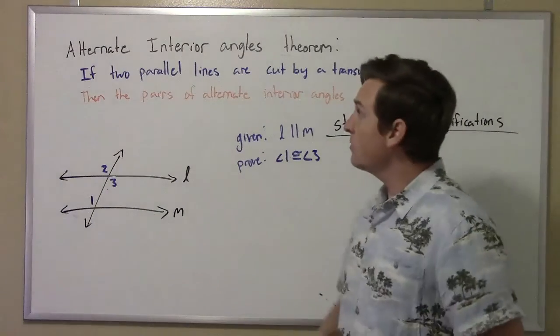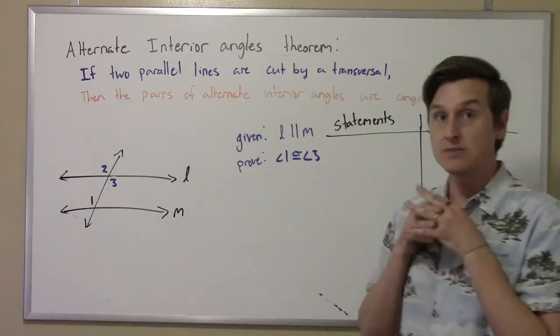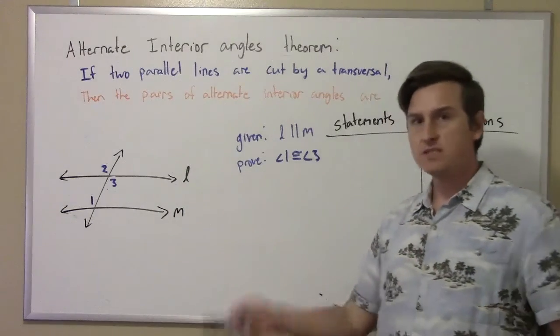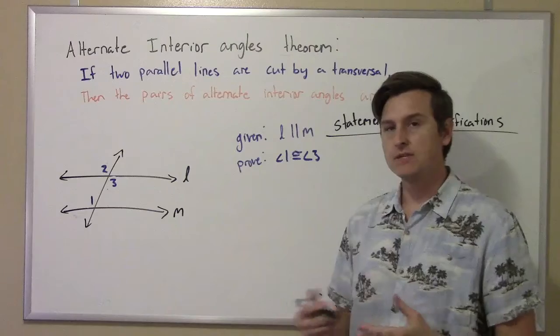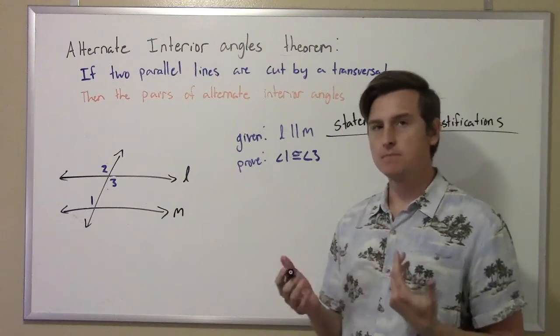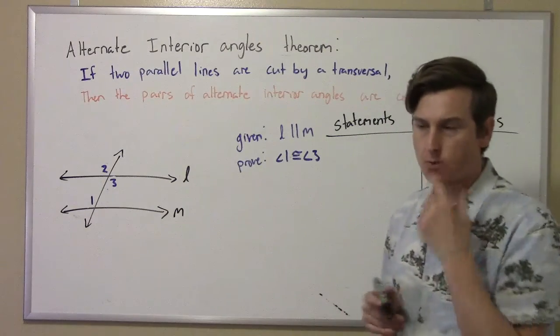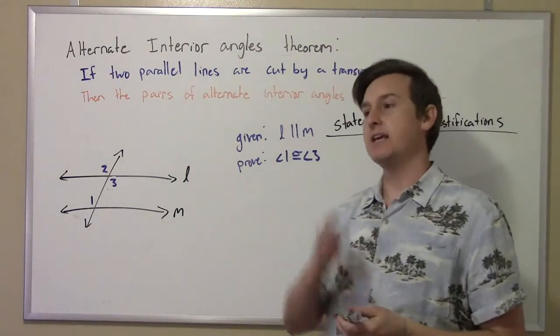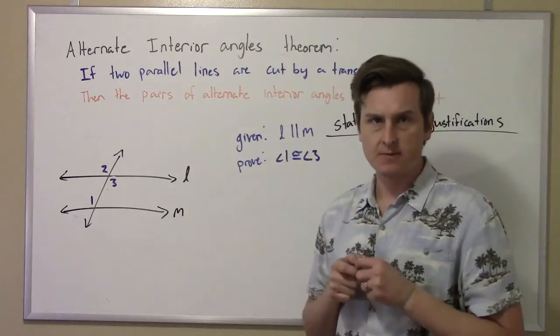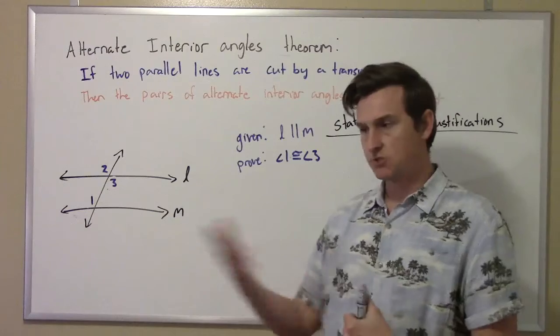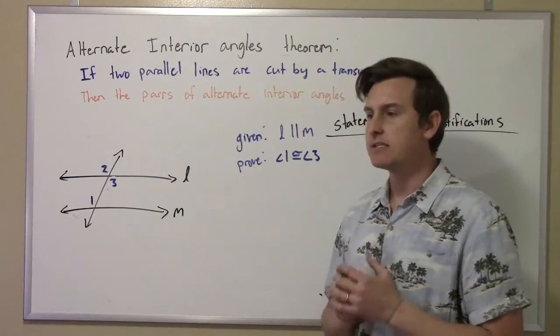Okay, in this video we are going to prove the alternate interior angles theorem. In the previous video we talked about the corresponding angles theorem and how some books, depending on where you're at, will actually call that a postulate and say it's a common notion, it doesn't need to be proven, and you can show some reasoning to say, yeah, this is pretty obvious.